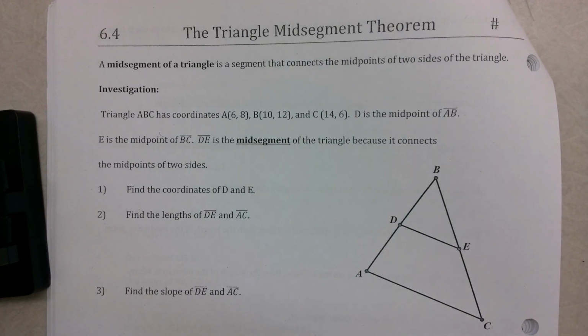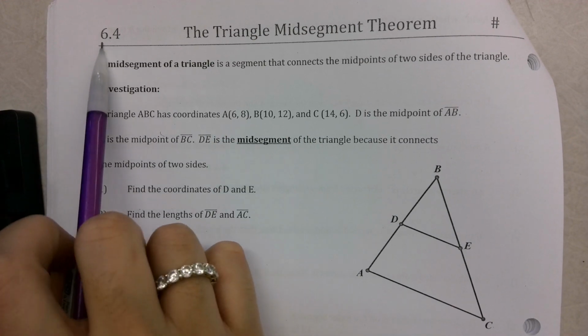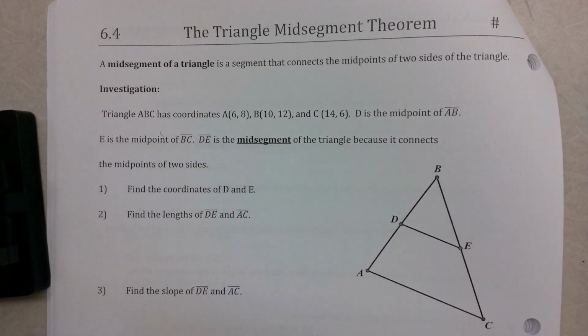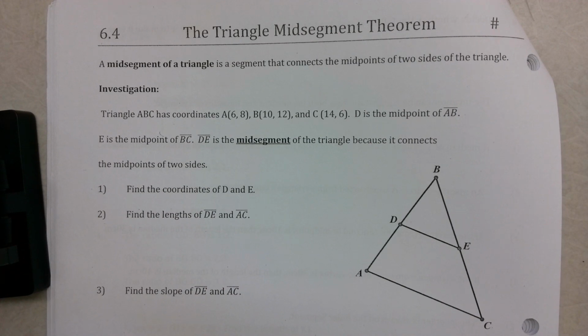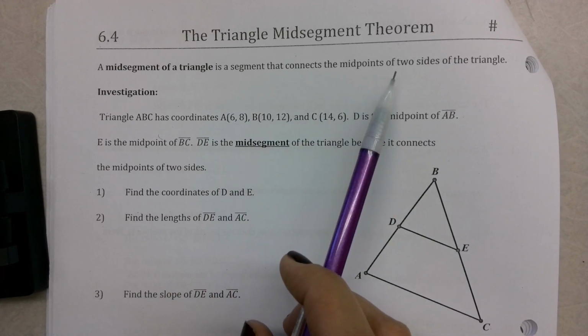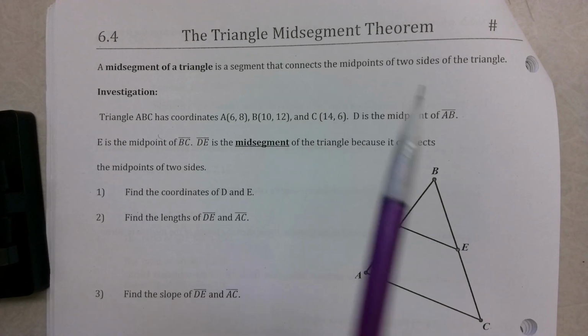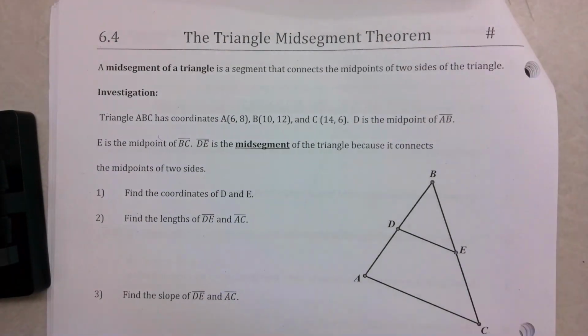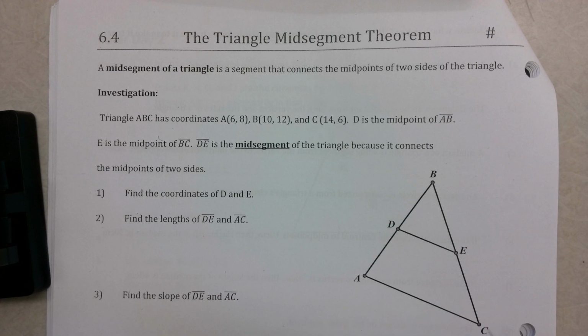Okay, so today we're going to be talking about the triangle midsegment theorem. This is 6.4 in your textbook, and we are on page 26 of our packet. A midsegment of a triangle is a segment that connects the midpoints of two sides of the triangle. We're going to do a little investigation using the distance formula and slopes to discover some properties of the midsegment.